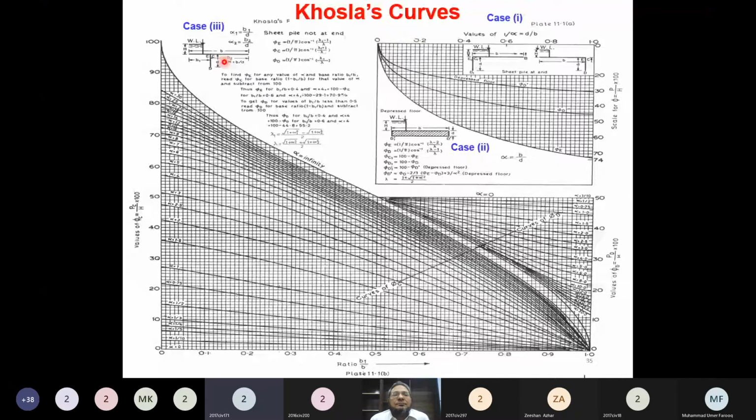But we have two piles, one at the upstream end and one at the downstream end. Yes, in that case, at a time you will consider one intermediate sheet pile, so that will be the B1. Suppose the second sheet pile is here, then this would be the B1. Actually you have to look at the case.